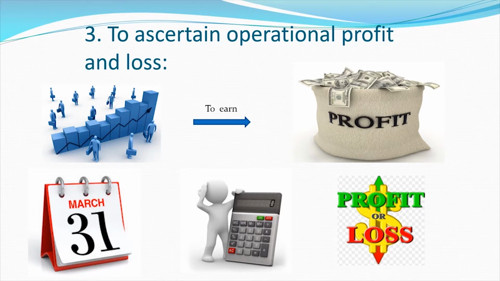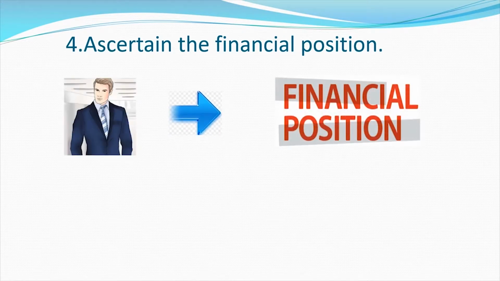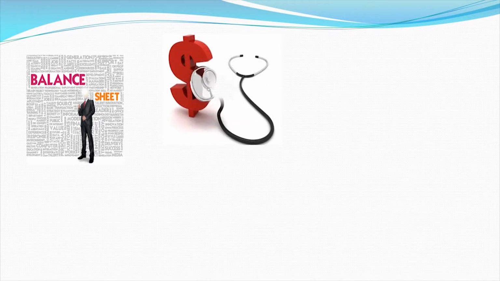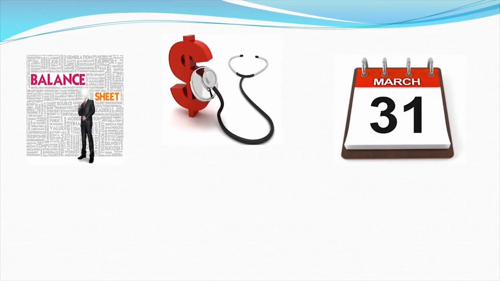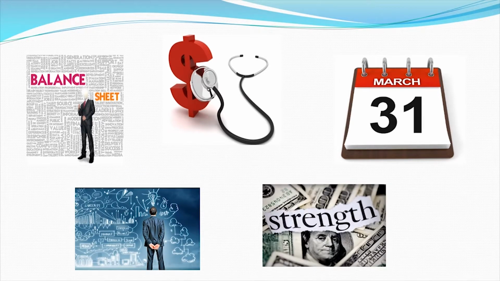The next objective is to ascertain the financial position of business. In addition to profit, a businessman must know his financial position, that is, availability of cash, position of assets and liabilities, etc. A balance sheet or a statement of affairs indicates the financial position of a company as on a particular date. This helps the businessman to know his financial strength and thus helps to ascertain the financial position of the business and its solvency.